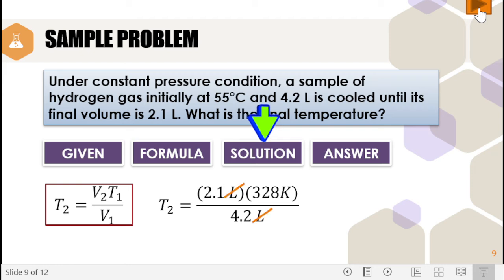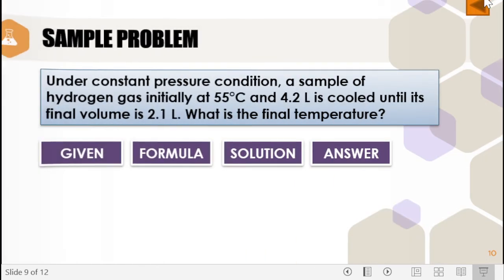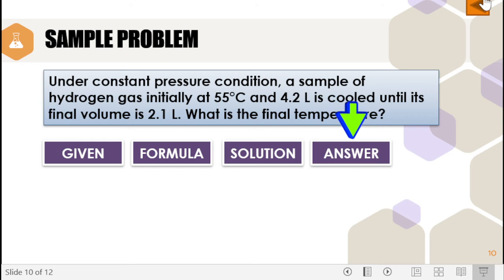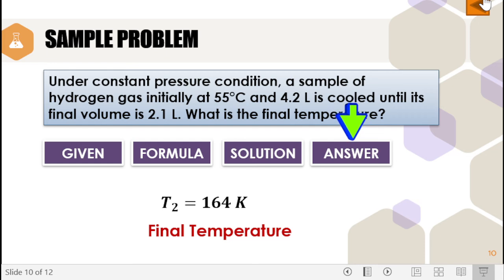Now, let us first solve for the numerator. 2.1 multiplied by 328 is equivalent to 688.8 Kelvin. Divided by 4.2, we will arrive at the final answer. The final answer for our problem is T2 is equal to 164 Kelvin. That is our final temperature.